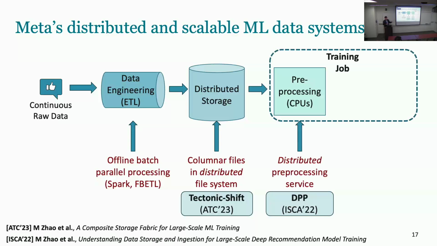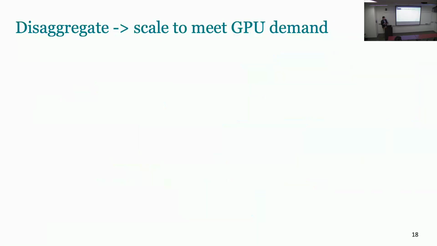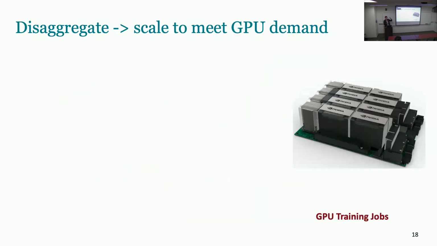And the goal of DPP is to continuously perform this data processing throughout the lifetime of the training job to generate the tensors to feed to GPUs. And of course, the GPUs train the final model. So the benefit of doing all of this disaggregation is that by disaggregating all of these components, storage, pre-processing, we're able to scale them out to meet the demands of the GPU.